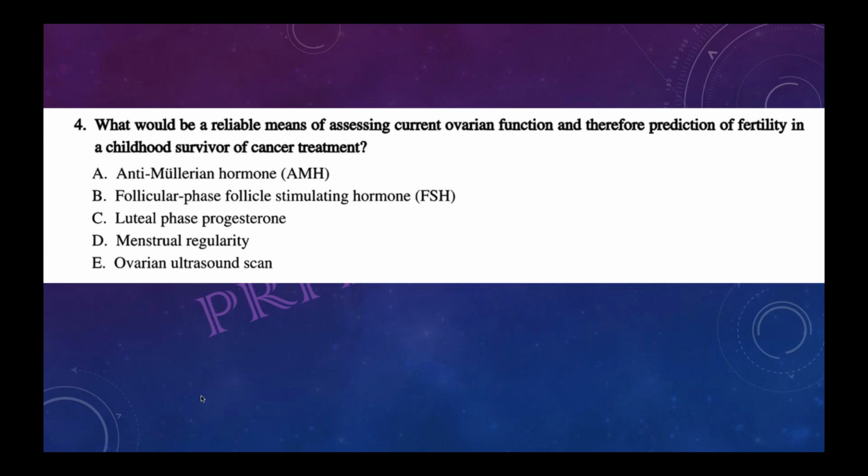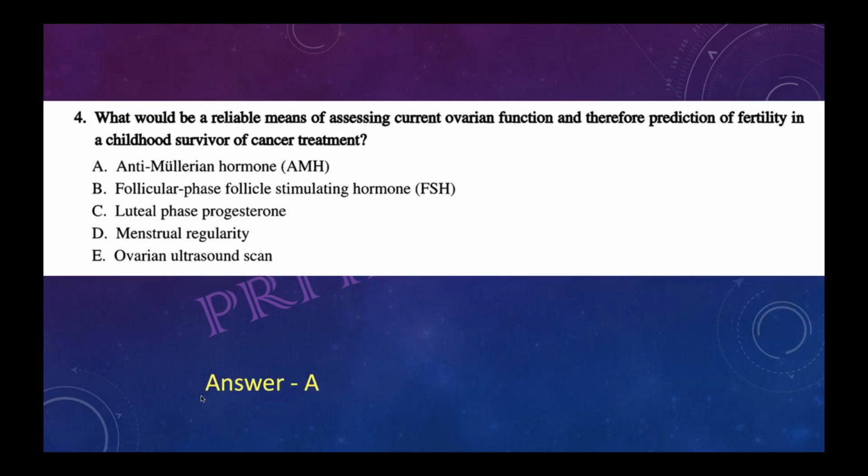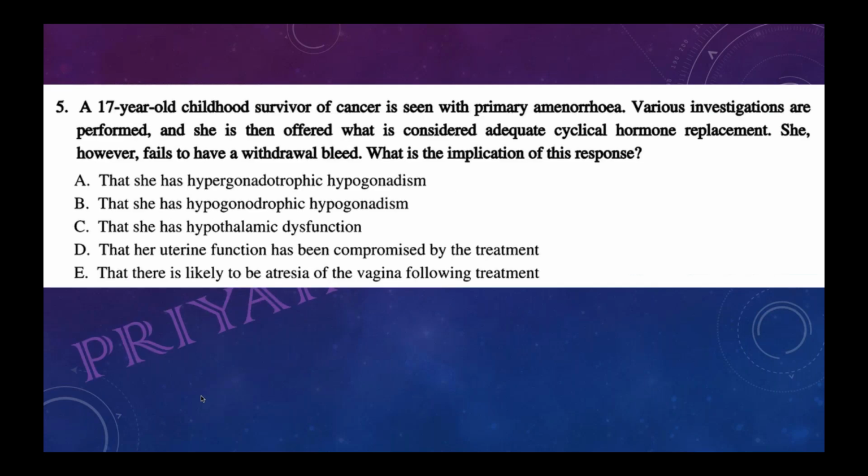A child. What should be the reliable measure of assessing current ovarian function in a childhood survivor of cancer treatment? Anti-Mullerian, AMH. That is from the TOG on childhood survivors. Okay.